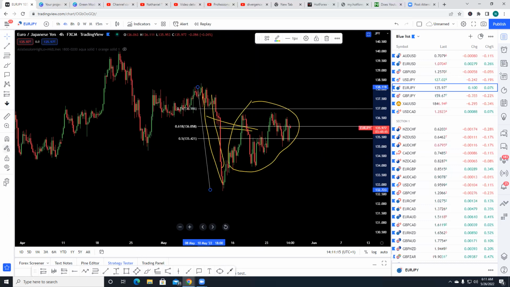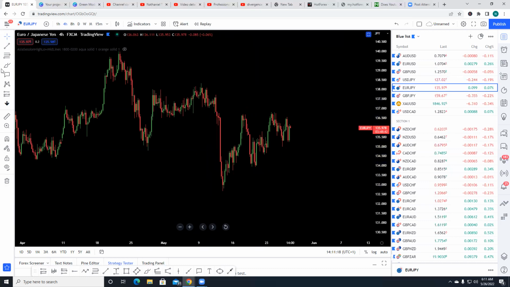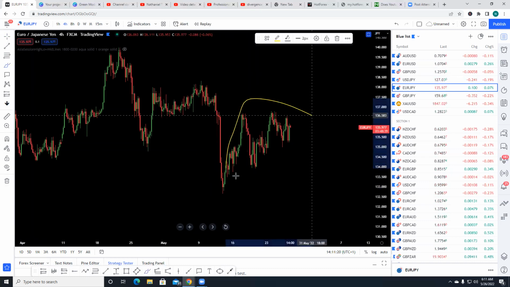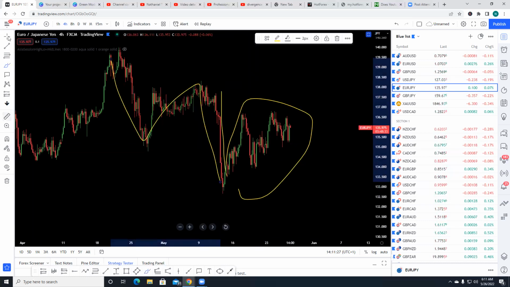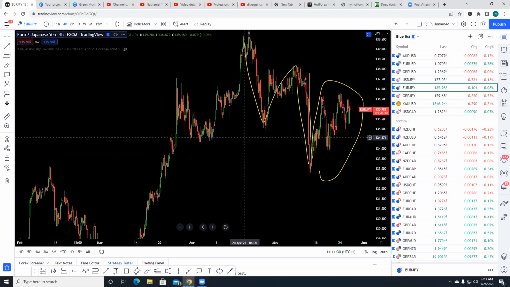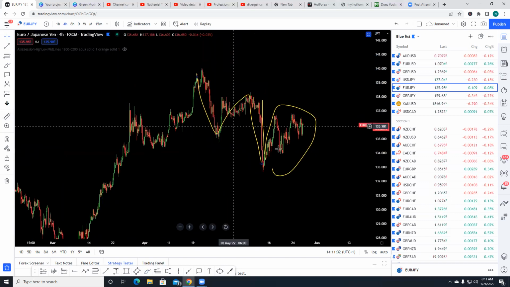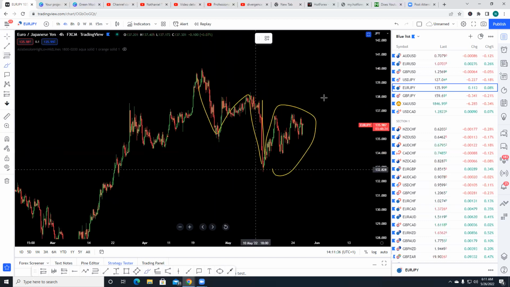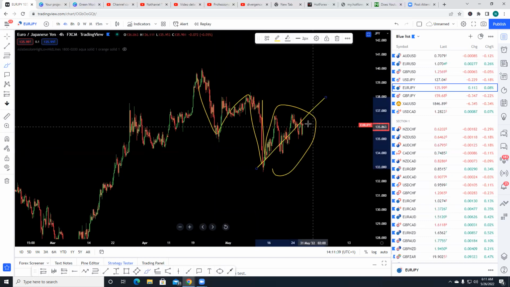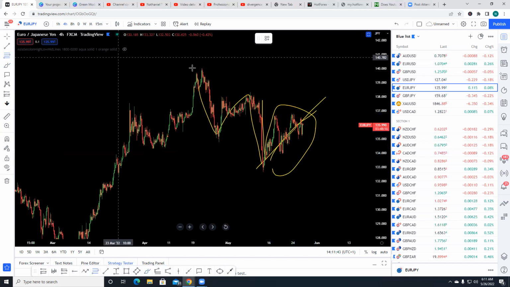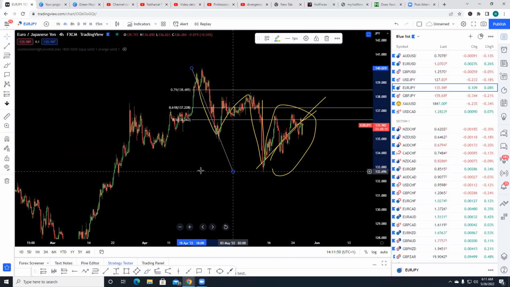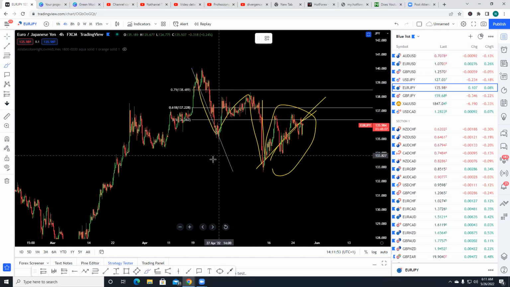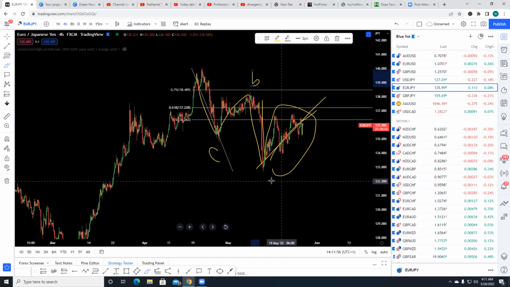So the question now is this: if that's the case, this correction, what is it correcting? Since it's not correcting this impulse, what is it correcting? It's correcting this 3-wave structure. This 3-wave structure that caused this move to the downside is being corrected by this corrective structure. So if we have to know the depth of this corrective structure here, what we do is take the fib of the 3-wave structure to the downside, starting from the start of A to the end of C. Of course, you know that this is wave A here, this is wave B here, and this is wave C here.